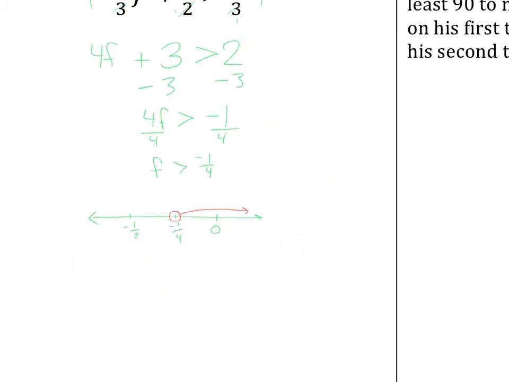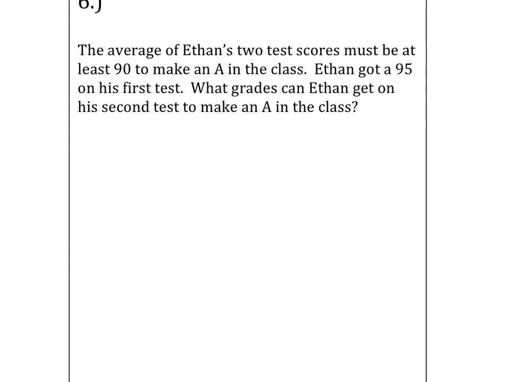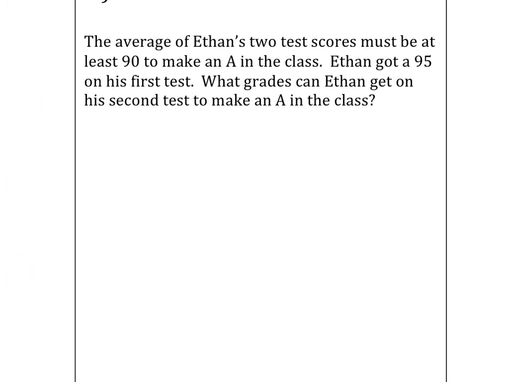Okay. Let's take a look at this word problem here. The average of Ethan's 2 test scores must be at least 90 to make an A. Did you hear the inequality there? The inequality is at least, right there. I'm going to go to the highlighter. At least 90. Could it be less than 90? No, it cannot. So it has to be at least 90. So let's write this down.